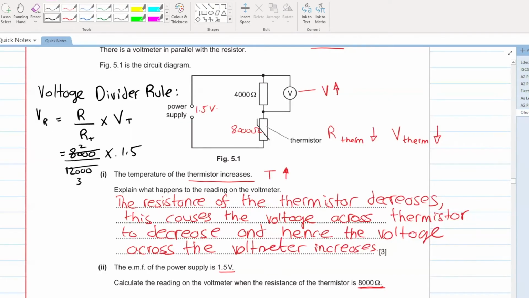This becomes 2, this becomes 3, this becomes 1, this becomes 2. So the voltage across the thermistor is 1 volts.